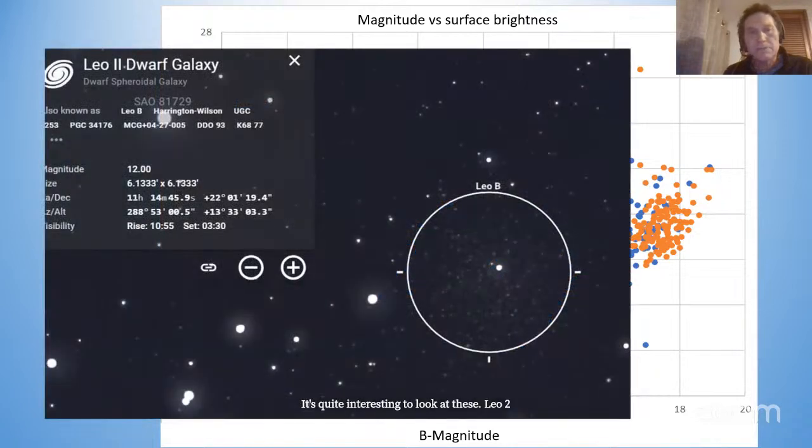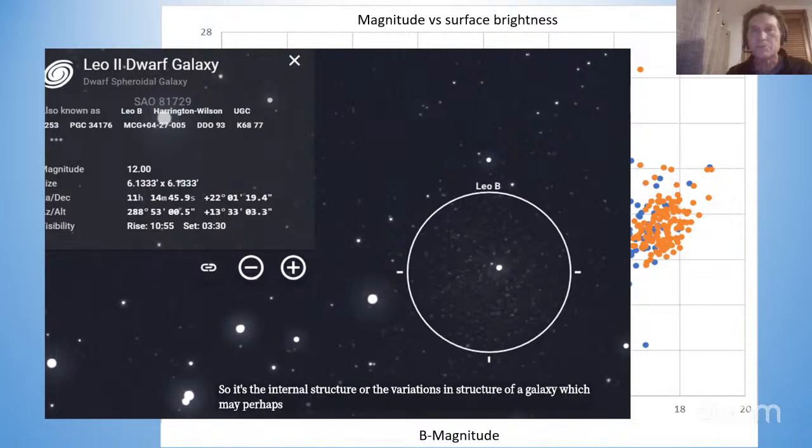Now, it's quite interesting to look at these. Leo 2 is one of these that has a reputation for being extremely hard to see, an extremely faint, low surface brightness galaxy. I spent a lot of time looking for this, and essentially after a time you start to pick up what you'd describe as a faint brightening of the background sky, which indicates where it is. But beyond that, with averted vision, you start to pick out just hints of little knots of stars within it, little brighter concentrations. And I think this is part of the answer to why some of these much fainter galaxies do in some situations become visible, because you're not detecting the entire thing, the uniform average brightness. You're picking out parts of it which happen to be that little bit brighter on average. So it's the internal structure, or the variations in structure of a galaxy, which may perhaps be rendering some of these visible that you wouldn't expect to be.